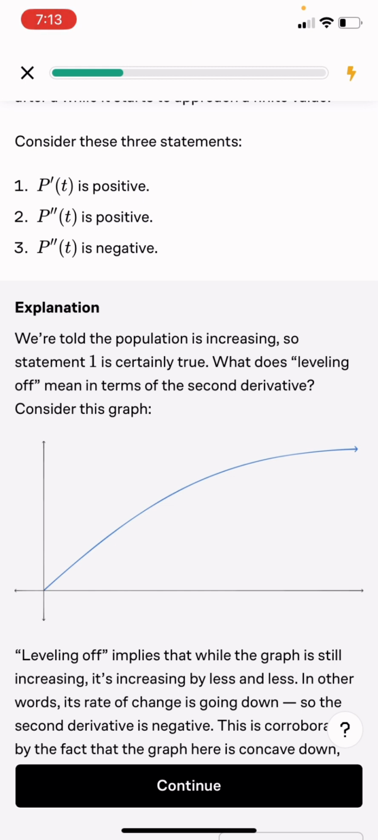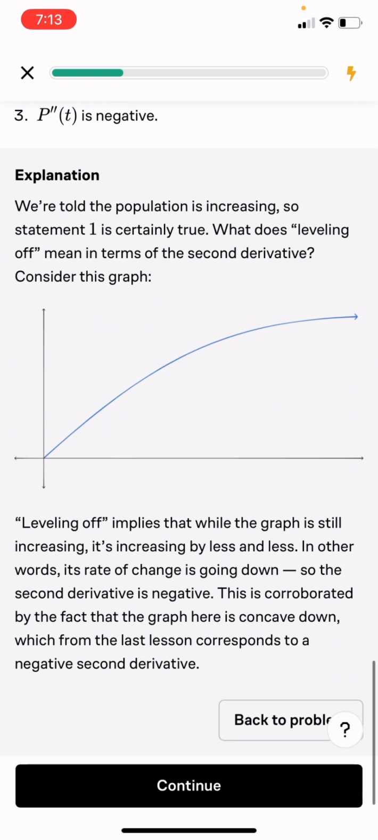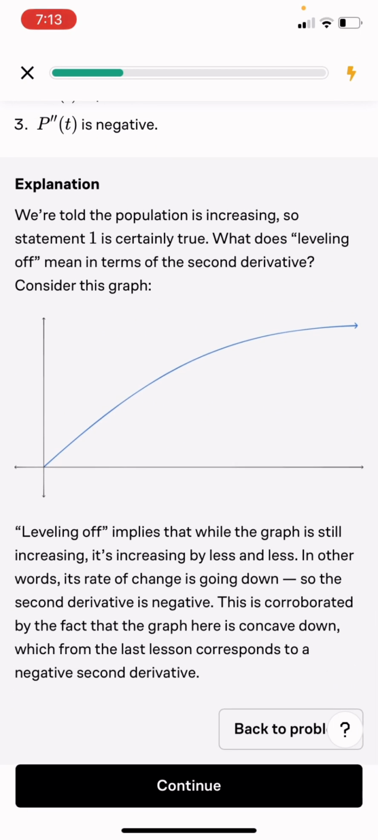This is corroborated by the fact that the graph here is concave down, which from the last lesson corresponds to a negative second derivative. So I can understand this. The first derivative would still technically be positive because it's above any negative levels and is not going down. But the second derivative is how much it's accelerating. As it slows down, it's technically negative, but the first derivative is still positive, because it's above, not going down.